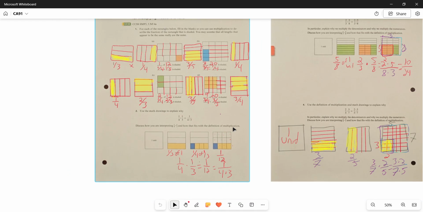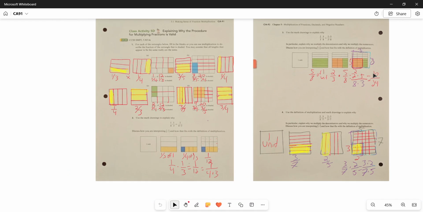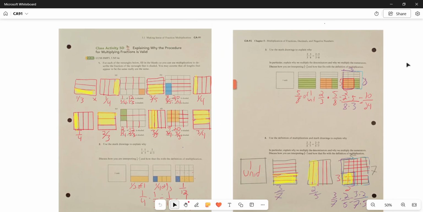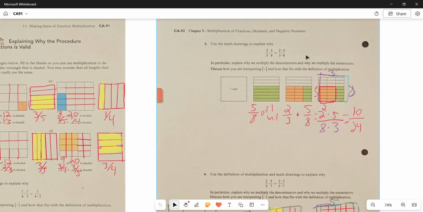Okay, that's that one. Now we're going to move on to this one right here. We're going to use the math drawings to explain why 2/3 times 5/8 is 2 times 5 over 3 times 8. In particular, explain why we multiply the denominators and why we multiply the numerators. Discuss how you're interpreting this.